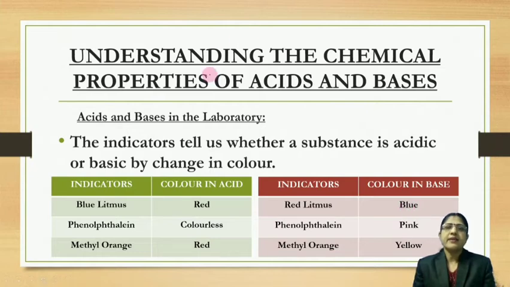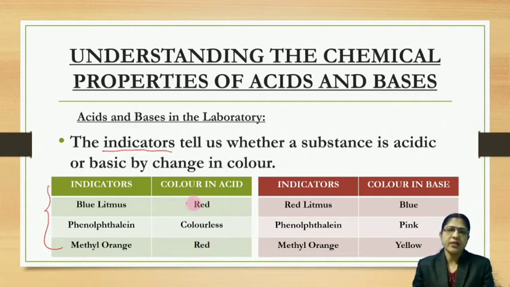Let us start understanding the chemical properties of acids and bases. Acids and bases in the laboratory: how can we test which substances are acidic and which are basic? We can use indicators. Indicators tell us whether a substance is acidic or basic. We have already discussed these things in previous sessions, but I am repeating. Blue litmus turns red in acid, phenolphthalein is colorless in acid, and methyl orange is red in acid.